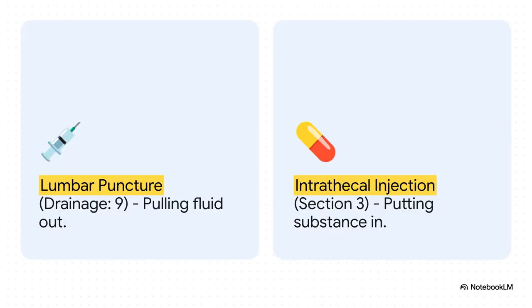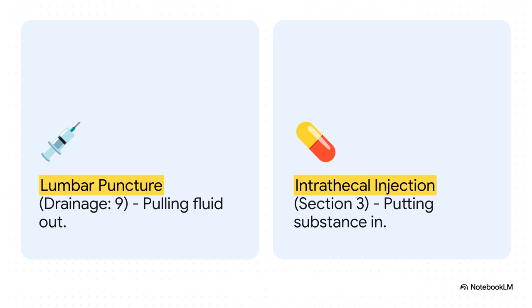The absolutely crucial point here is that intent dictates your code. Let's look at 2 incredibly common spinal procedures that honestly look pretty similar but code completely differently. First up, a lumbar puncture, or what most folks call a spinal tap. This is performed to pull cerebrospinal fluid out. Because we're letting fluids out, the root operation is drainage, which is character 9 in the medical and surgical section.